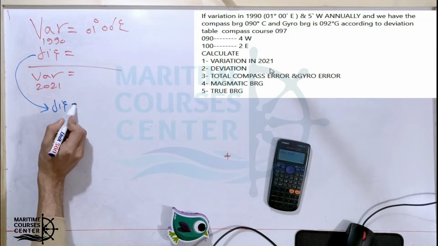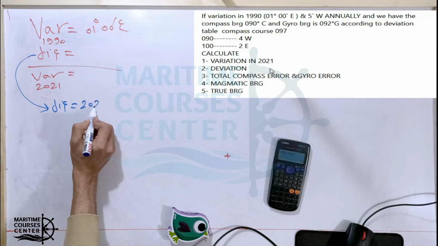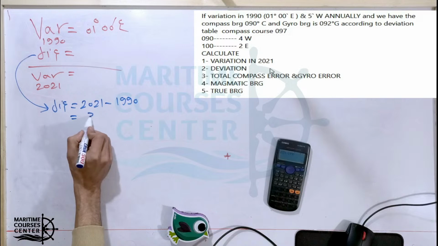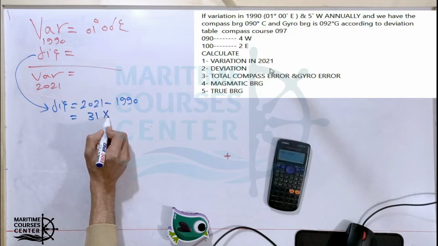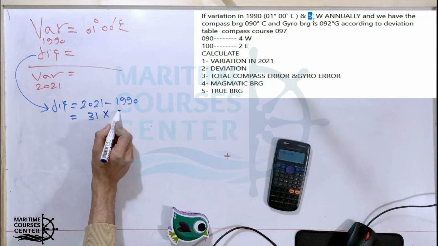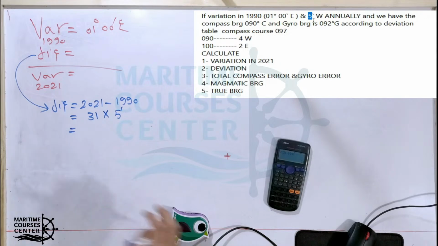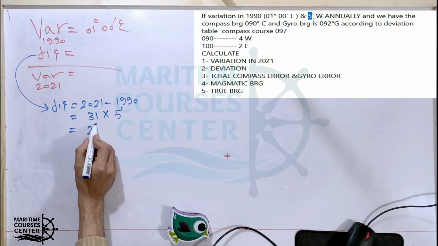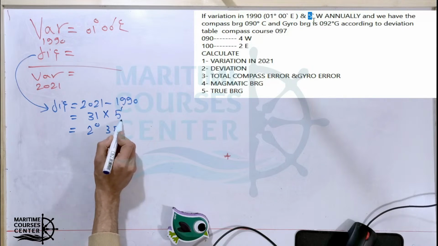So difference is equal the number of years, 2021 minus 1990 is equal 31 years, multiplied by the annual change, which is 5 minute west. So 31 multiplied by 5 divided by 60 is going to be 2 degree and 35 minute.